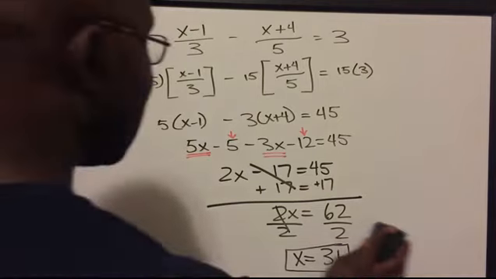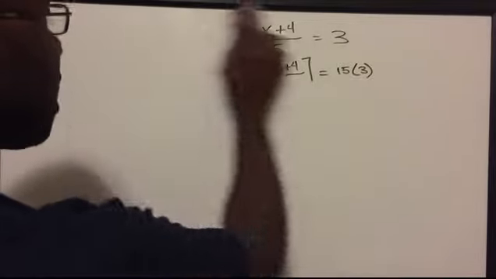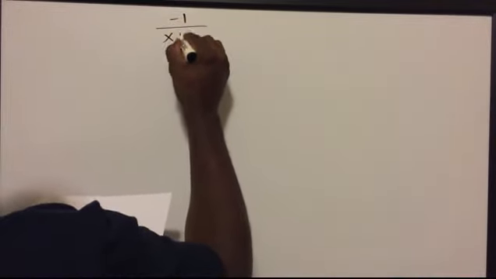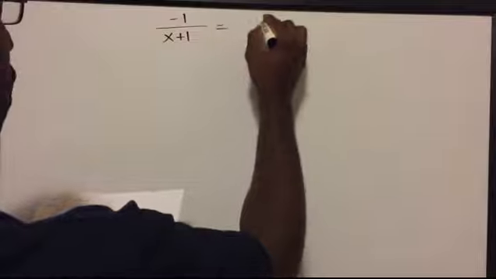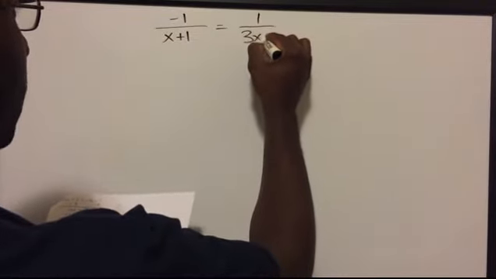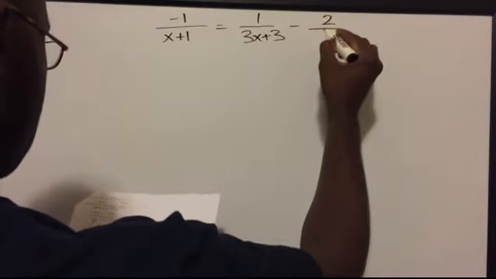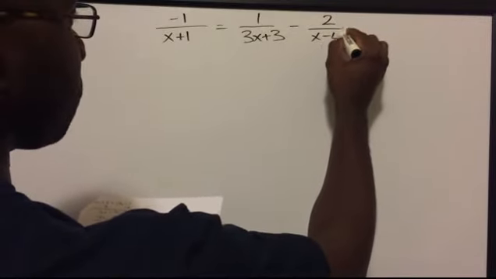Okay, we're going to tackle one a tad bit more complex, or maybe not complex to some of you, but more steps. Let's just say it like that, more steps. So, if we have this problem right here, minus 1 over x plus 1 is equal to 1 over 3x plus 3 minus 2 over x minus 4.